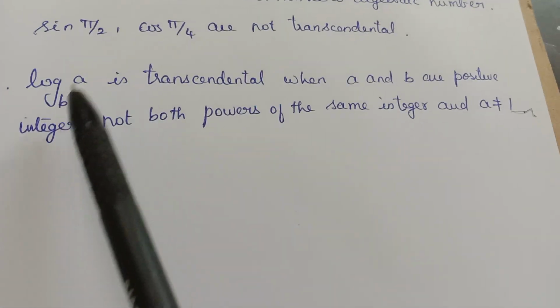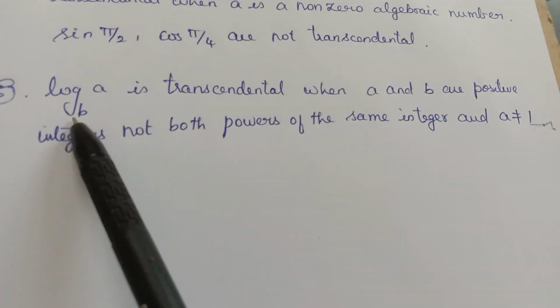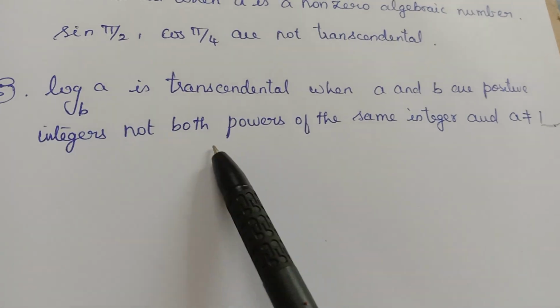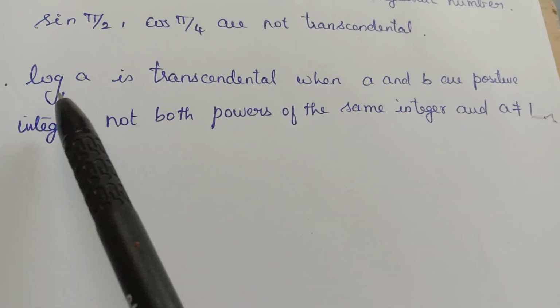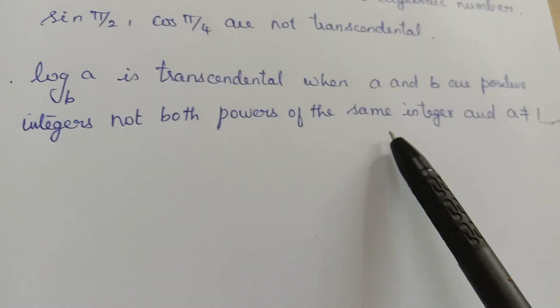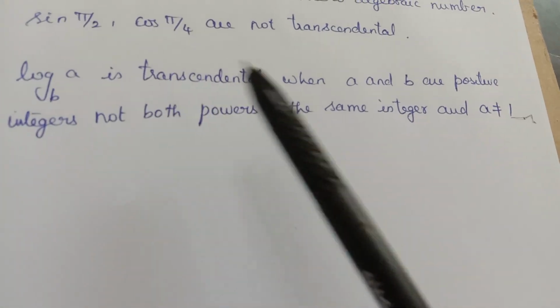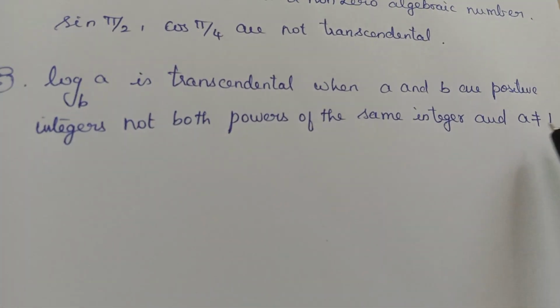Next one is log a with base b, which is transcendental when a and b are positive integers, not both powers of the same number. That is, both of them are not like 2 power 2, 2 power 3, not like that. Okay, in that case, this is also transcendental, and here a should not be equal to 1.